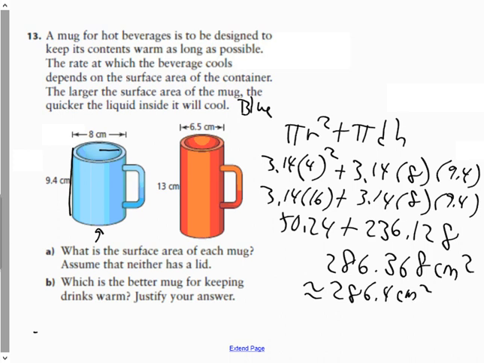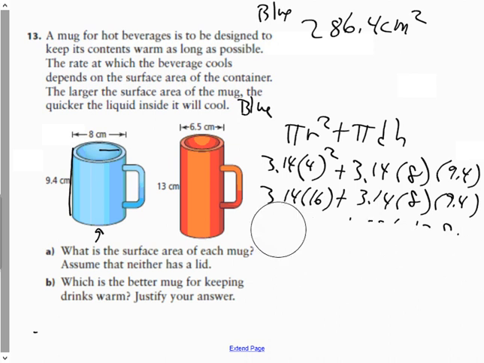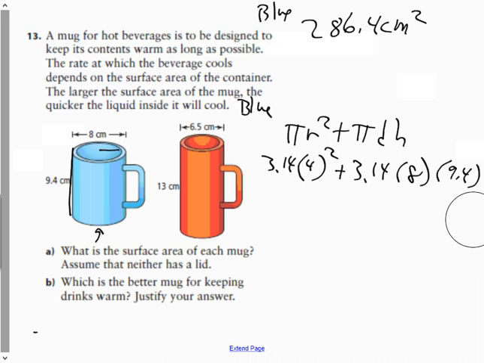Okay, that's the blue. I'm going to put that up here: 286.4 centimeters squared for the blue. And then we're going to repeat the process, this time for the red. Now I'm going to leave all that stuff there, and I'm just going to erase this number, and this number, and this number, because all of it's going to stay the same except for those.